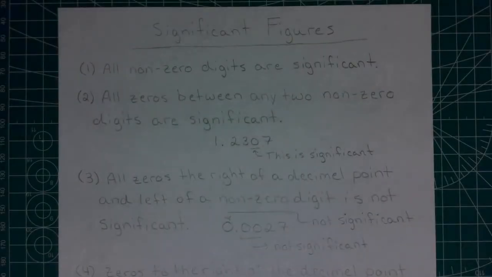So let's talk a bit about significant figures. We're going to talk about which digits are significant and which aren't. But first, I want to talk a little bit about why we even need significant figures in the first place. The reason we use the significant figures convention is because we don't want to write numbers that imply a precision that we don't really have.